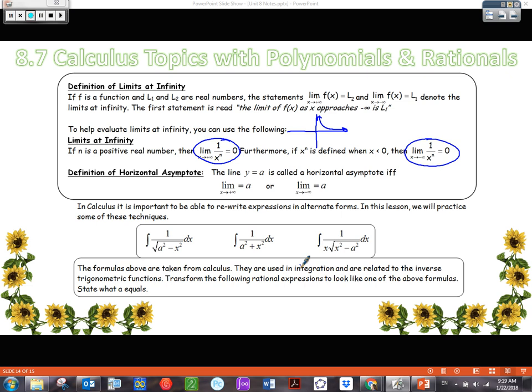That's on the next slide. The other thing we're going to talk about that has to do with limits at infinity is something I explained when we were working on horizontal asymptotes. Remember that at the beginning of the unit? I said there's a Precalc way and there's a calculus way.